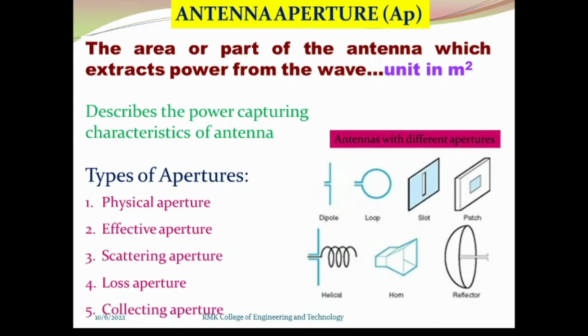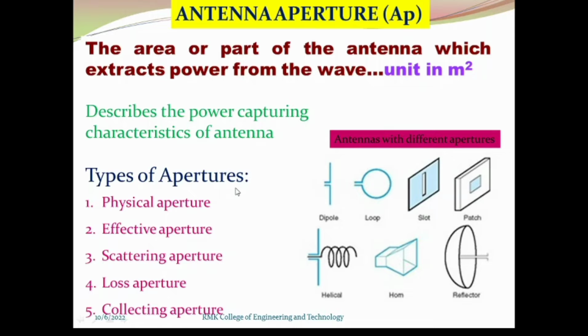So again, I will tell that antenna aperture is nothing but the power received from the area. From how much area the power can be received, that is called the antenna aperture. See here, we have dipole antenna, loop antennas, slot antennas, patch, reflectors, horn and helical. These antennas have different dimensions. Because of these dimensions, the aperture will vary, so the power reception also will change. Power reception is proportional to one factor, the dimension of the antennas.